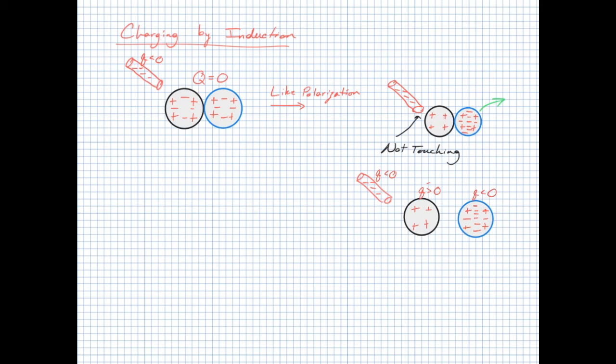Right? We bring in the rod, which was negatively charged, and as a result of charging by induction, the black conductor became positively charged, the opposite, and the blue conductor became negatively charged.